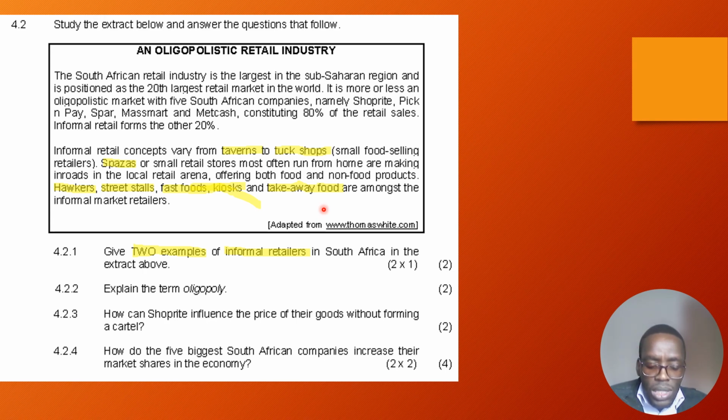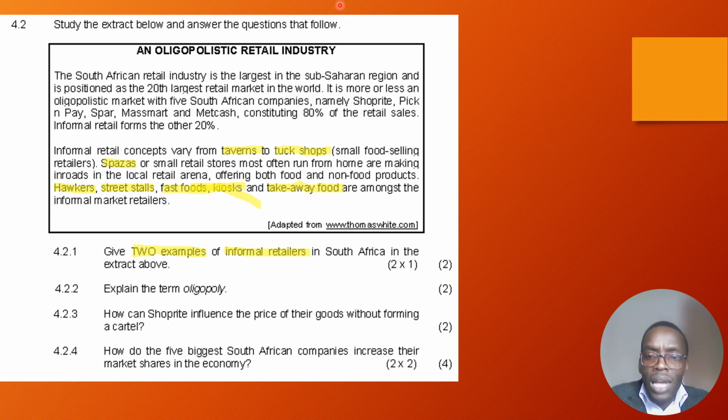Then the next question was: explain the term oligopoly. Now when we talk about an oligopoly, we are saying it's an industry that is controlled by a small group of firms, where a small group of firms tend to control the majority of the market share, or a bigger percentage of the market share, and then we are saying that's an oligopoly market.